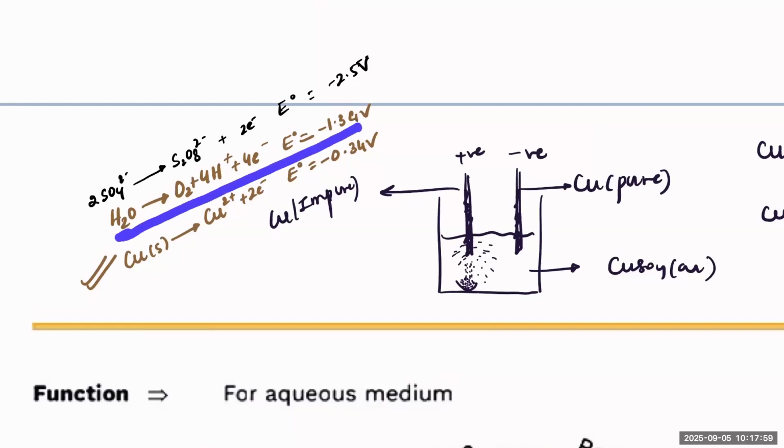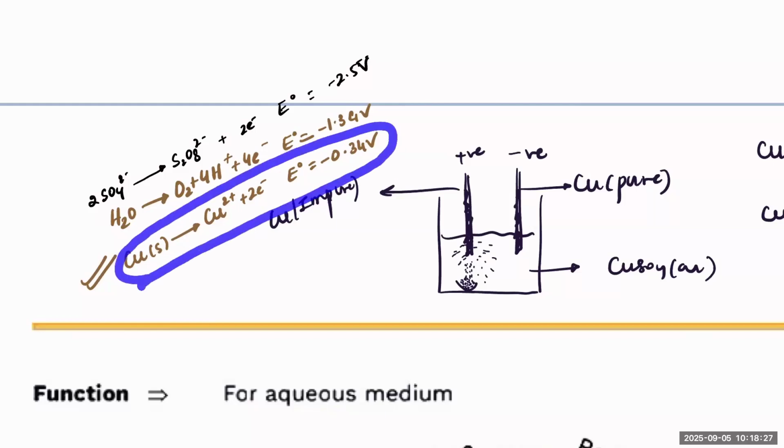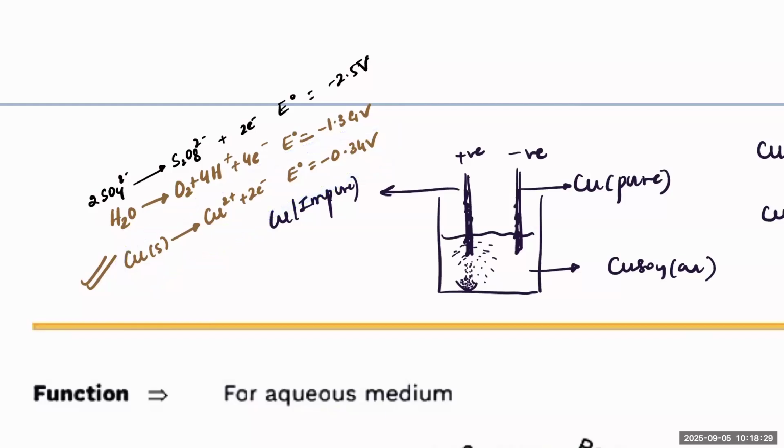Next, water getting oxidized to O2. For that, the E naught value is minus 1.34. Then copper getting oxidized is minus 0.34. Now tell me, out of these three equations, which one is most feasible? The last one, copper. So given the chance, there were three species competing with each other. Out of that, copper has more ability to get oxidized. And that would be copper getting oxidized here.